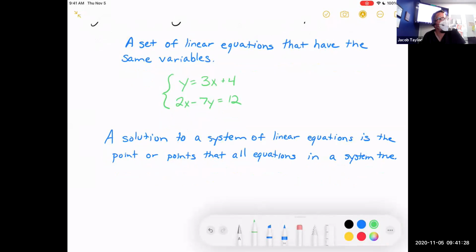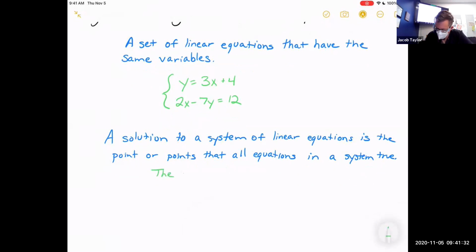So this is a fancy way of saying the point or points they share in a graph. Where do they intersect?